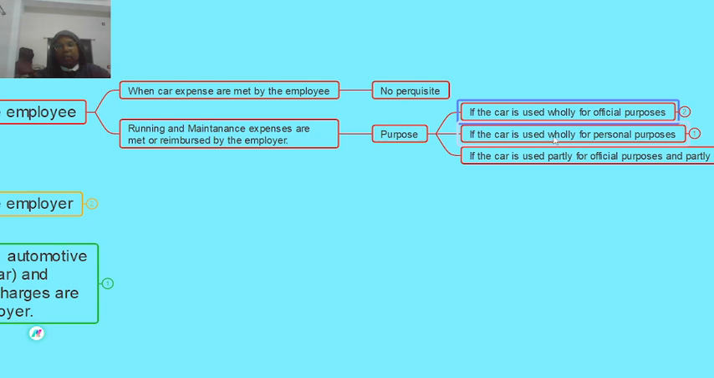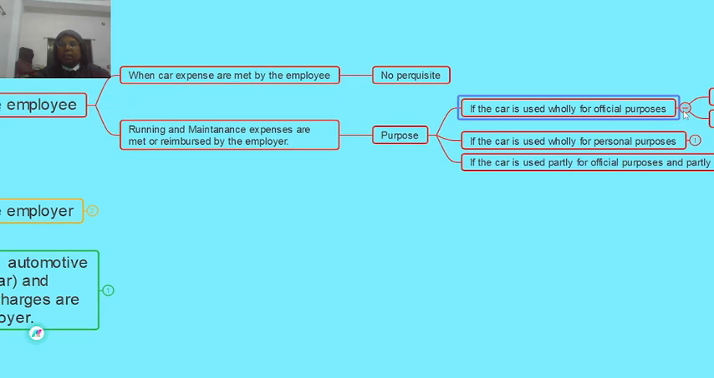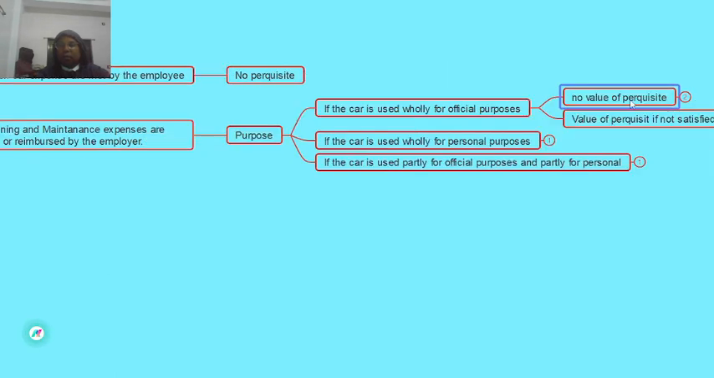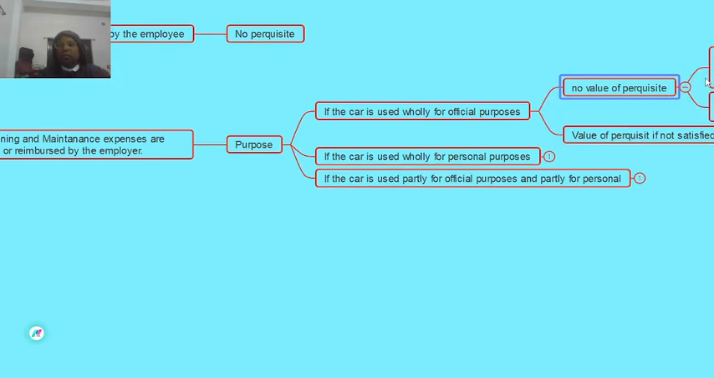If the car is used only for personal use, or if the car is used partly for official purposes and partly for personal purposes, then the value of perquisite will be calculated. Now, if the running and maintenance expenses are made or reimbursed by the employer and the motor car is owned by the employee and the car is used wholly for official purposes, then there will be no value of perquisite, provided two conditions are satisfied.